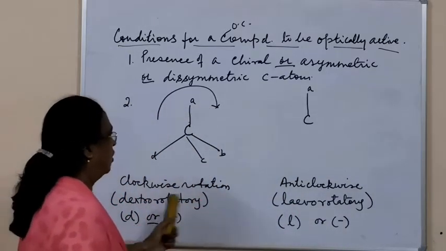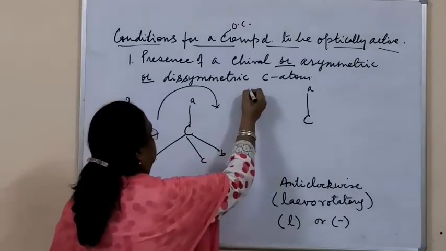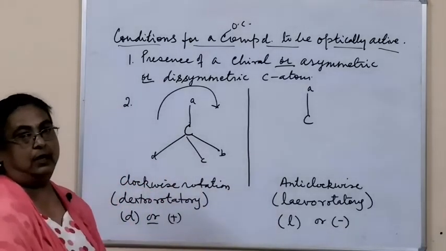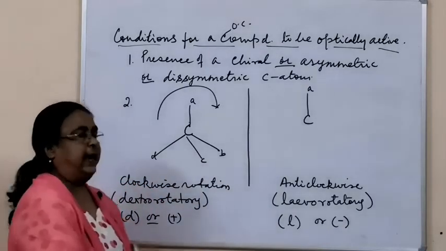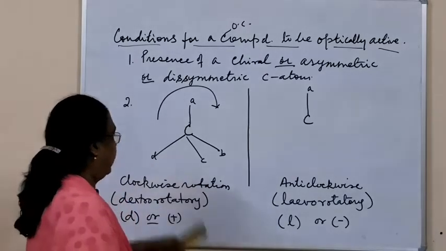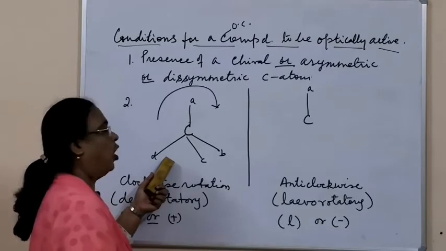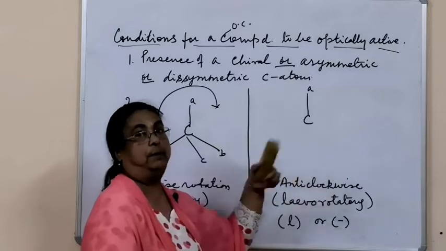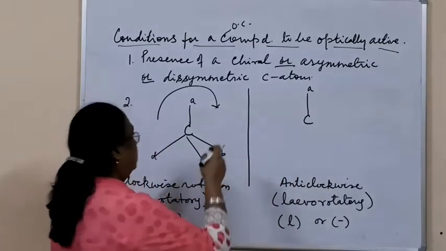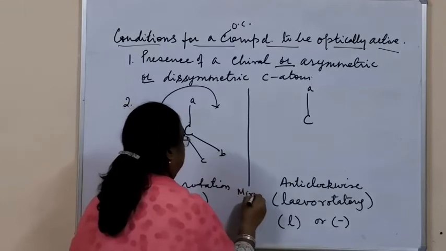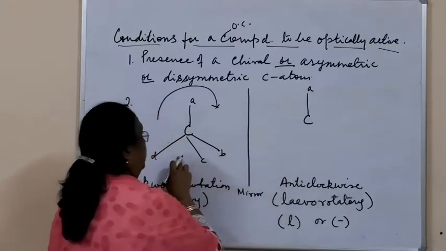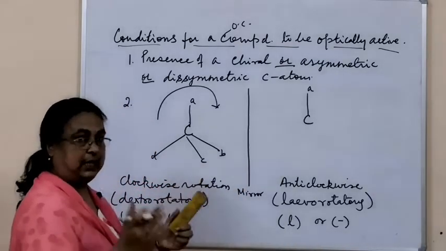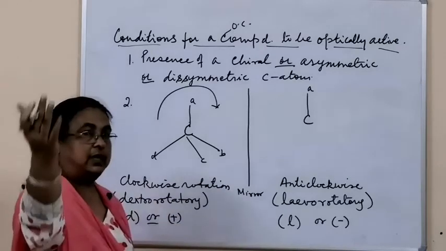So these two forms should have the relationship of an object and its plane mirror image. If one isomer is behaving like the object, then the other isomer should be its plane mirror image. So if this is your mirror, then this should be the plane mirror image. So how will it be? You know, in a plane mirror, closer things are seen closer and farther things are seen farther.